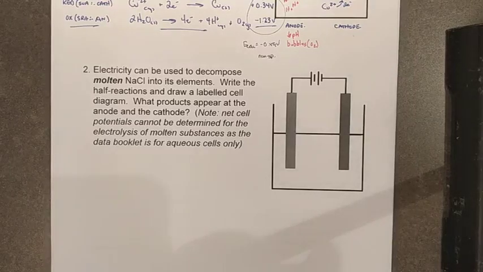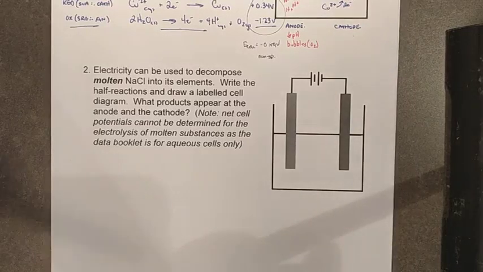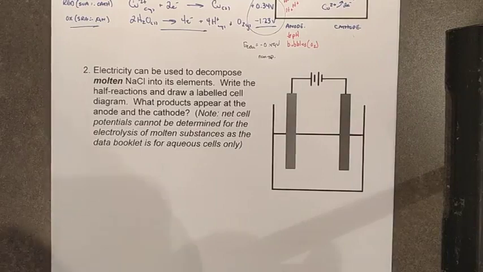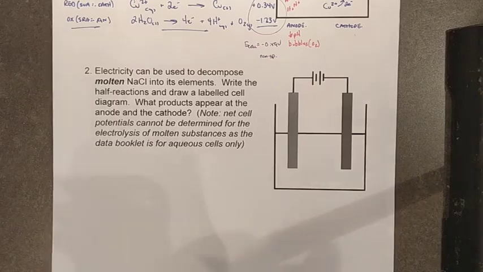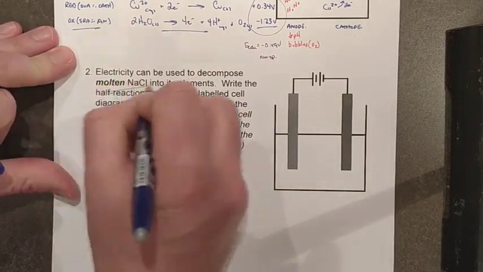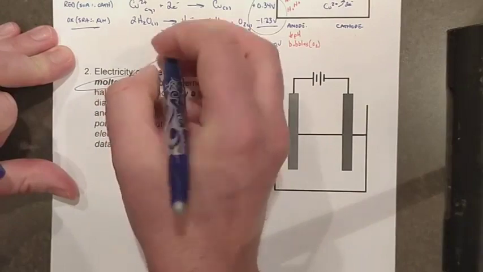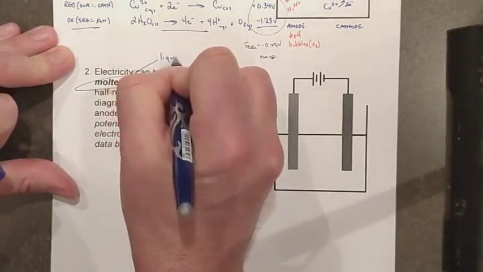Welcome back to 14.3, my friends. Let us finish off the next example. Electricity can be used to decompose molten NaCl into its elements. Molten NaCl, so there's something new to talk about. Molten just means liquid state.